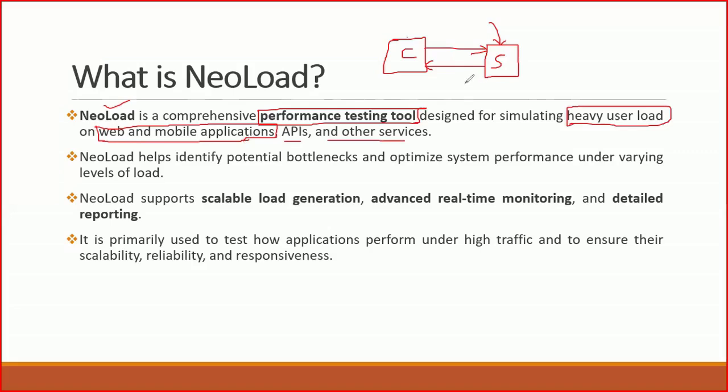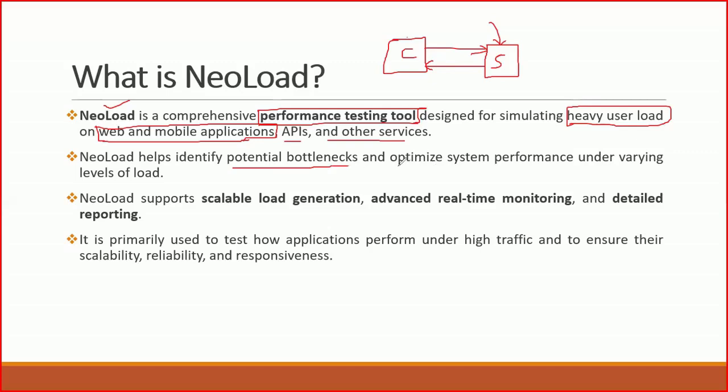Most of the companies, around 90 to 95% of the companies, will go for web and mobile applications. Again, there are a few other companies which are working on the Citrix kind of thing, so they'll go for the Citrix protocols to verify it. But on a high level, Neoload is a performance testing tool which is designed to simulate the user load on web applications as well as mobile applications. And what this Neoload will do is help us to identify the potential bottlenecks.